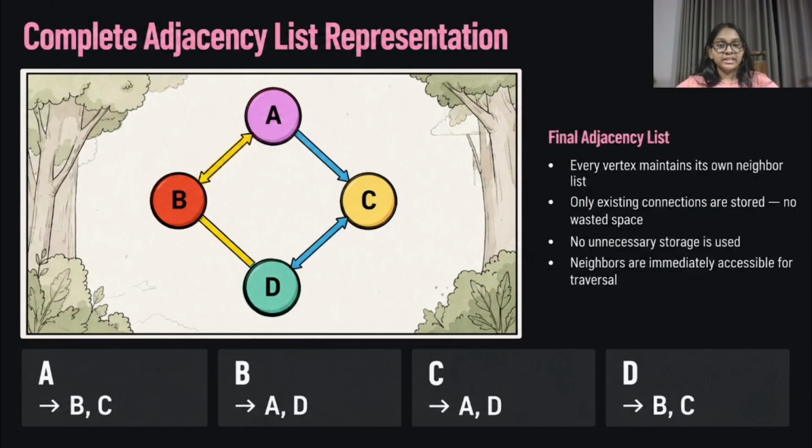Now you can see the final result. Each vertex has its own neighbor list. The beauty of this approach is its efficiency. Only existing connections are stored, nothing extra, nothing unnecessary. If a graph contains only a few connections, adjacency lists become extremely memory efficient. This is why large-scale systems often prefer adjacency lists. Social media platforms, transportation networks, and communication systems frequently use this representation.